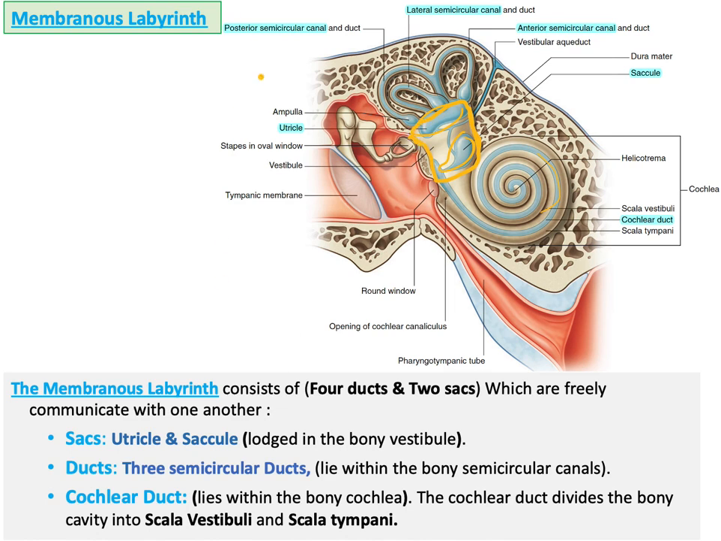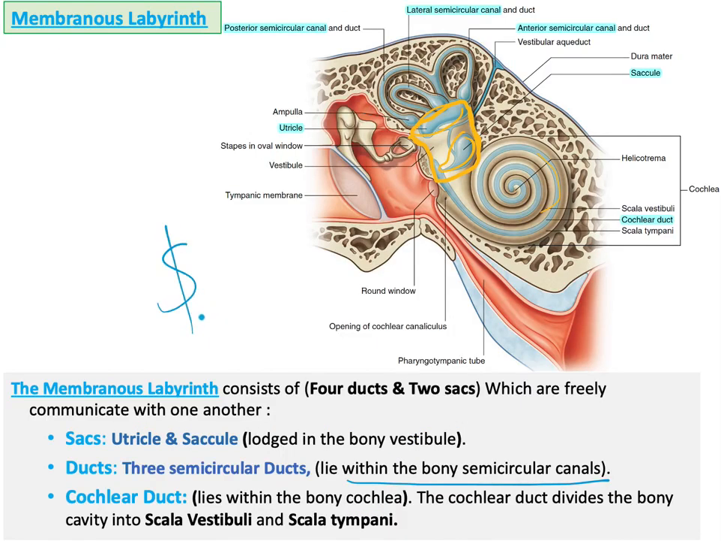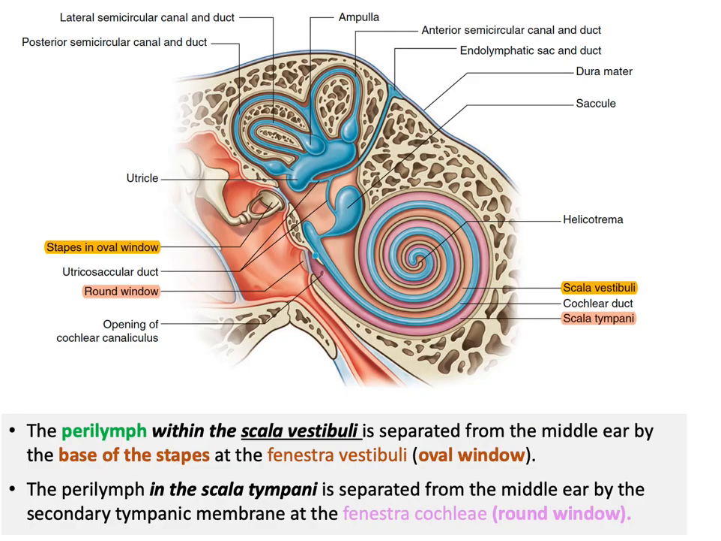And you have also the semicircular ducts. These blue colors, the ducts inside the bone, inside the semicircular canal. This is the idea that I want you to understand. So you have to know each one and where it's located.